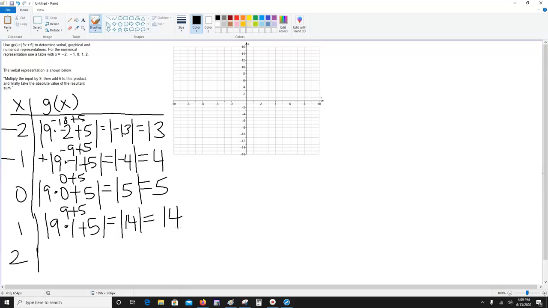And finally, replace x with 2. So we have 18 plus 5, and that's equal to 23. And absolute value of 23 is still 23.